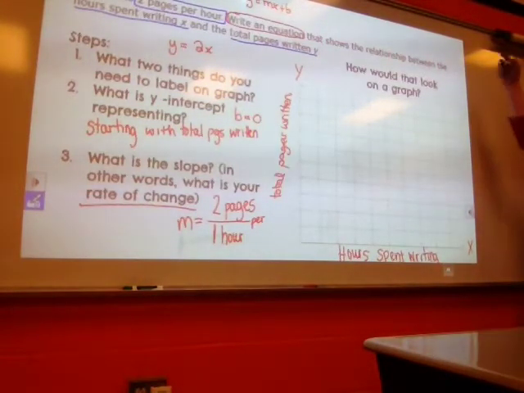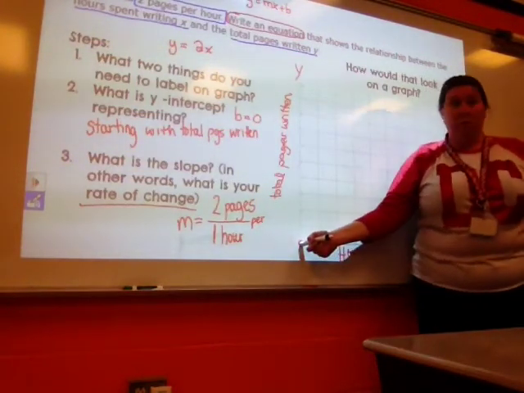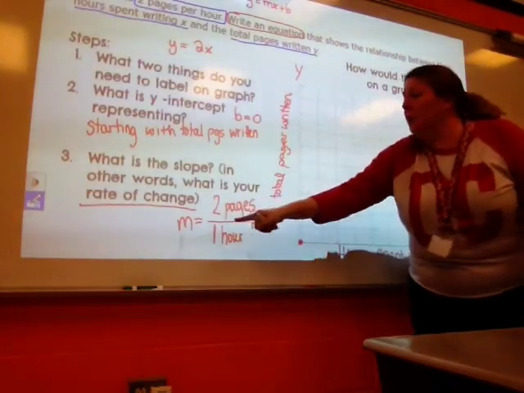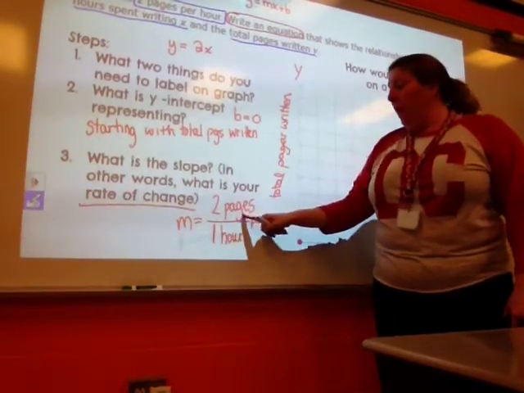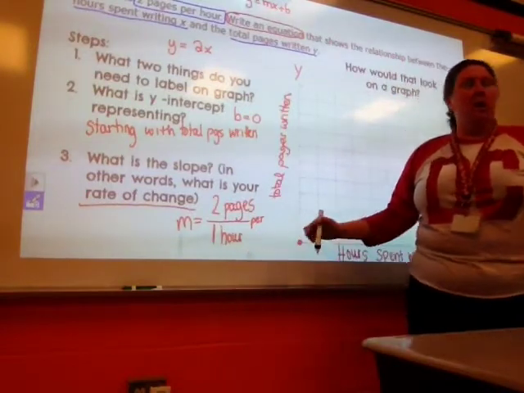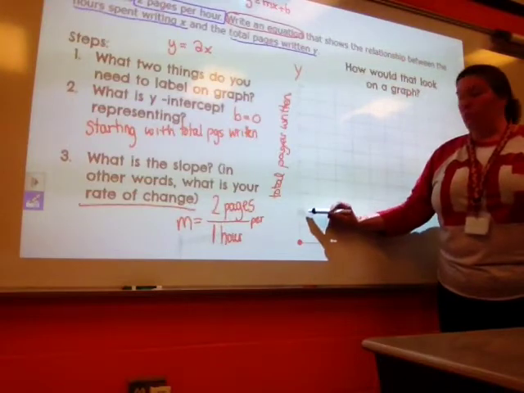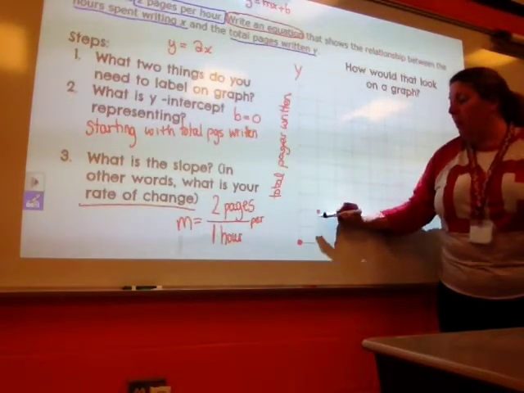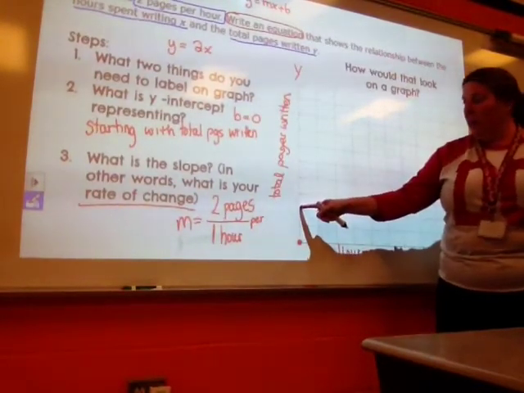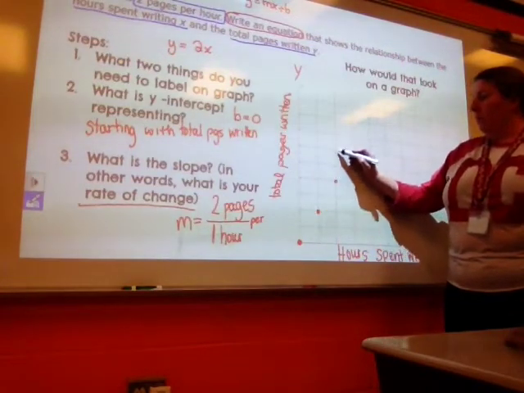Up to right. I'm going to start down here. That's my 0 pages, right? I'm at 0 pages. But I'm increasing 2 pages per every 1 hour that I continue to write. So what is that going to look like? Up 2, and then what? Right 1. Because remember, I'm increasing both. I'm increasing my pages, and I'm increasing my hours. So I'm just going to keep going. Everybody agree?